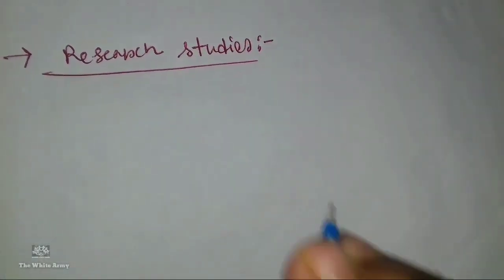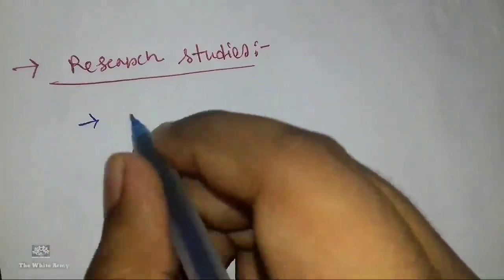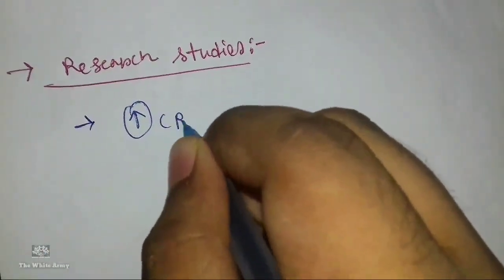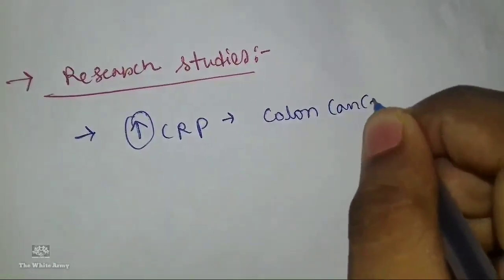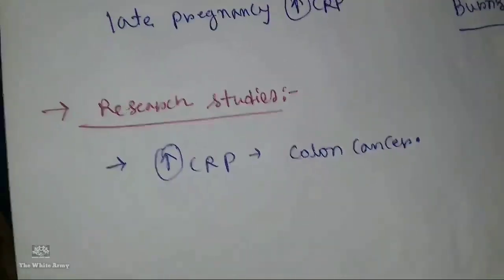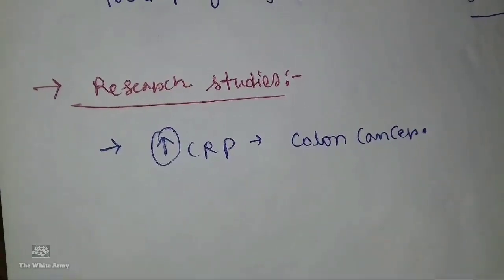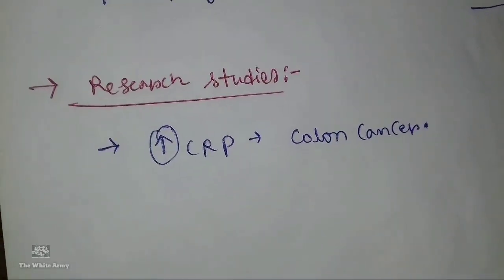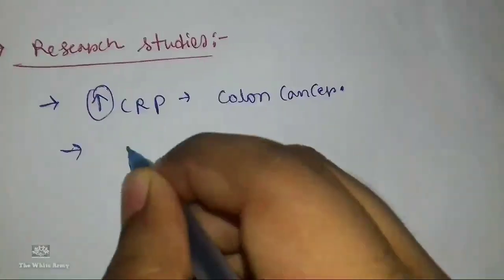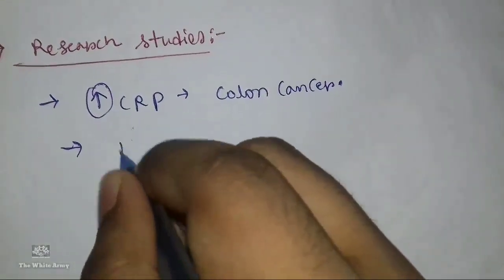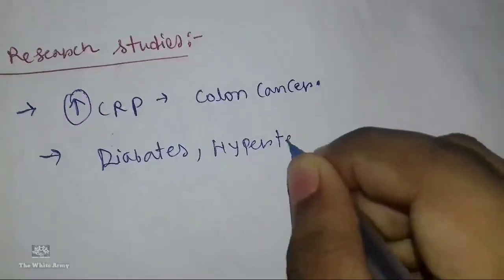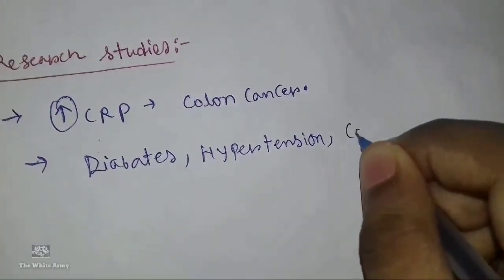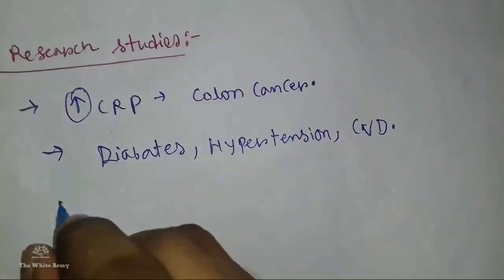There are some research studies which suggest some effects of CRP. Basically, higher CRP levels are associated with colon cancer. It is seen that those persons who have a higher average CRP level in the plasma are more prone to colon cancer, and also more prone to diabetes, hypertension, and various cardiovascular diseases.